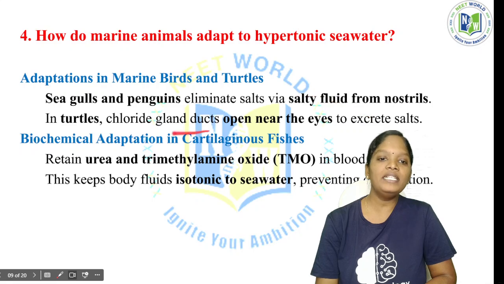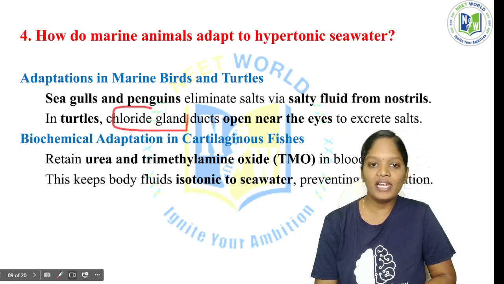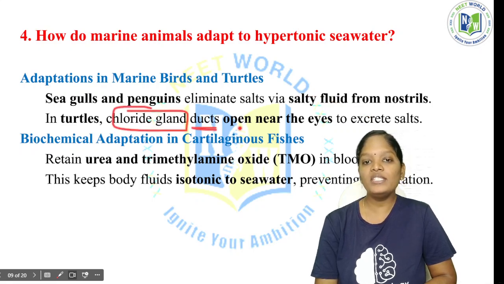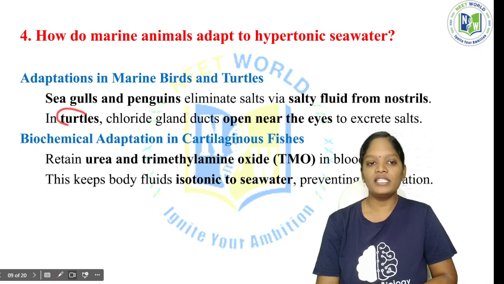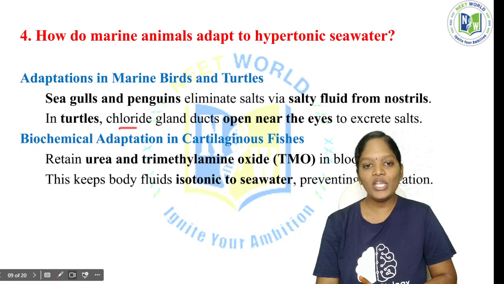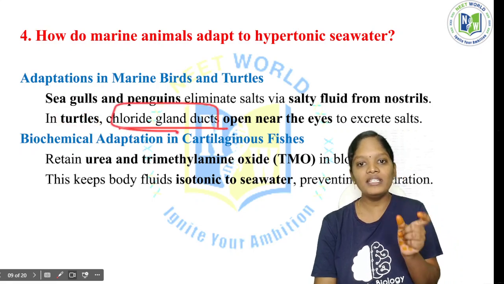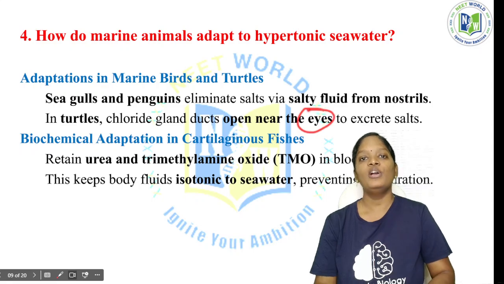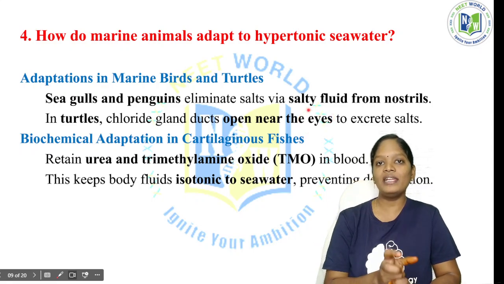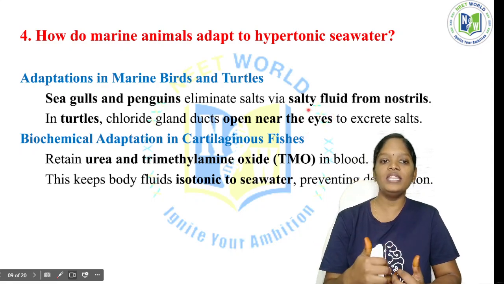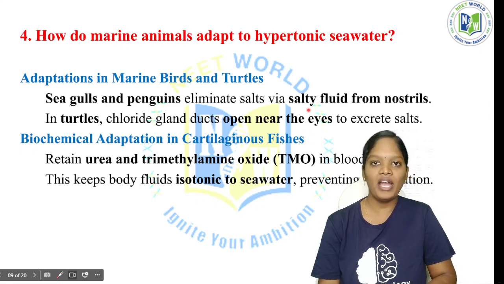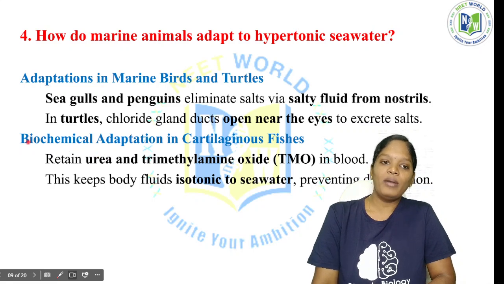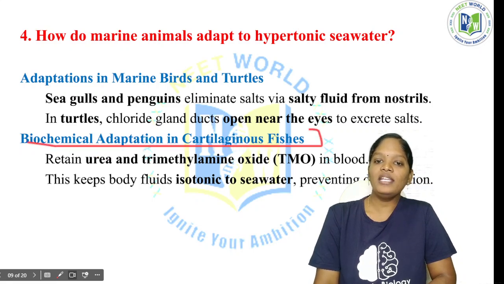Now in turtles they have a chloride gland, so the chloride gland ducts open near the eyes to excrete these salts. See, in the turtles they also have chloride gland ducts, and these ducts open near the eyes. Through these chloride gland ducts, the excess salt in the body of the turtles will be eliminated, present near the eyes. Okay, so now biochemical adaptation in cartilaginous fishes.